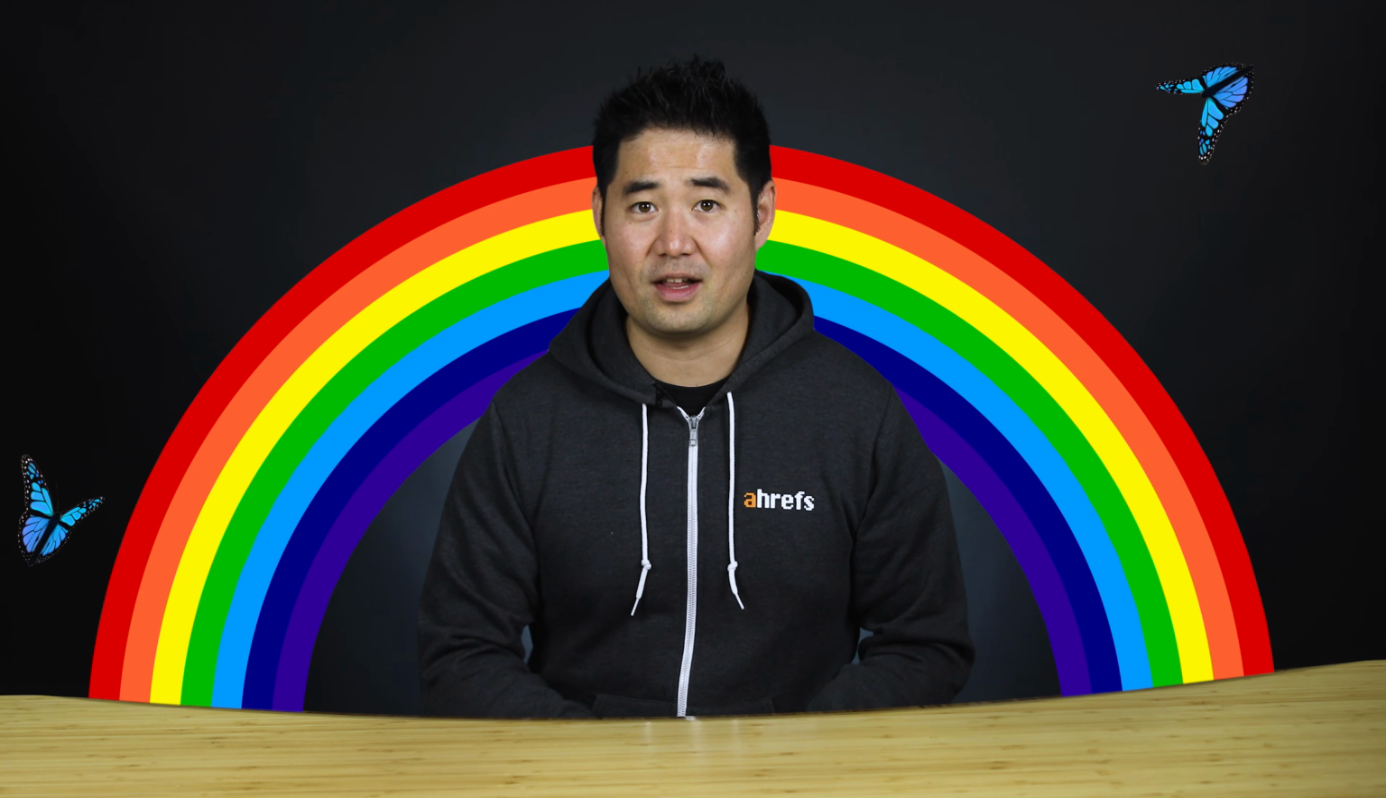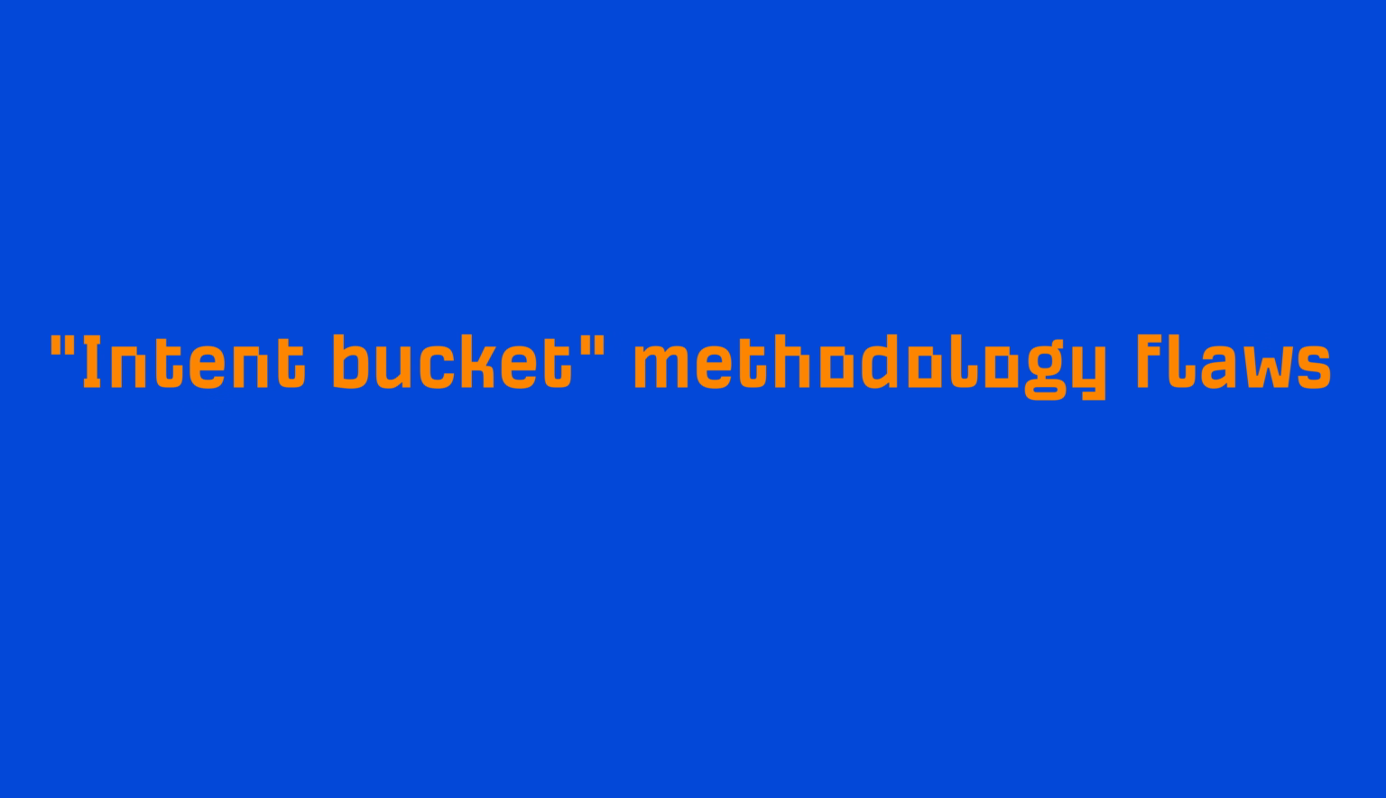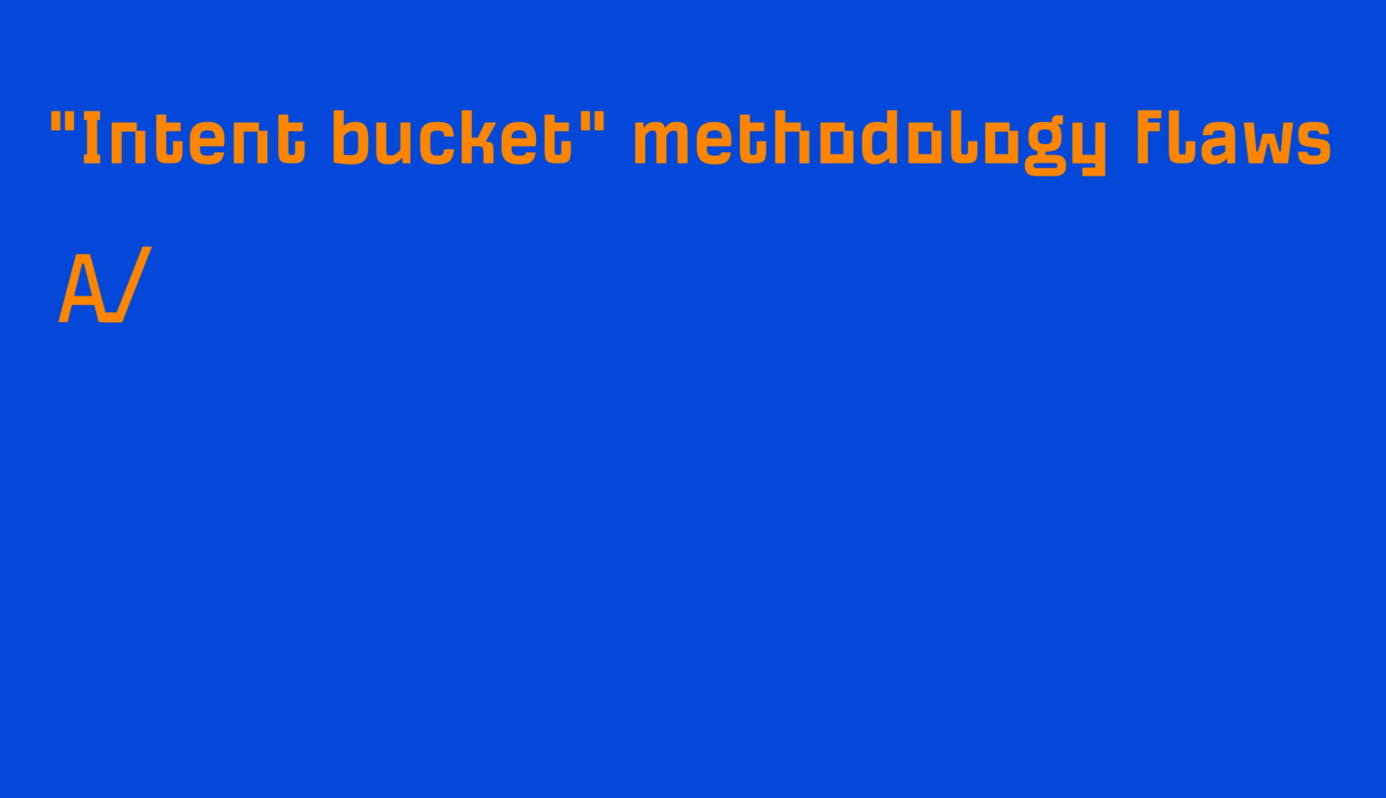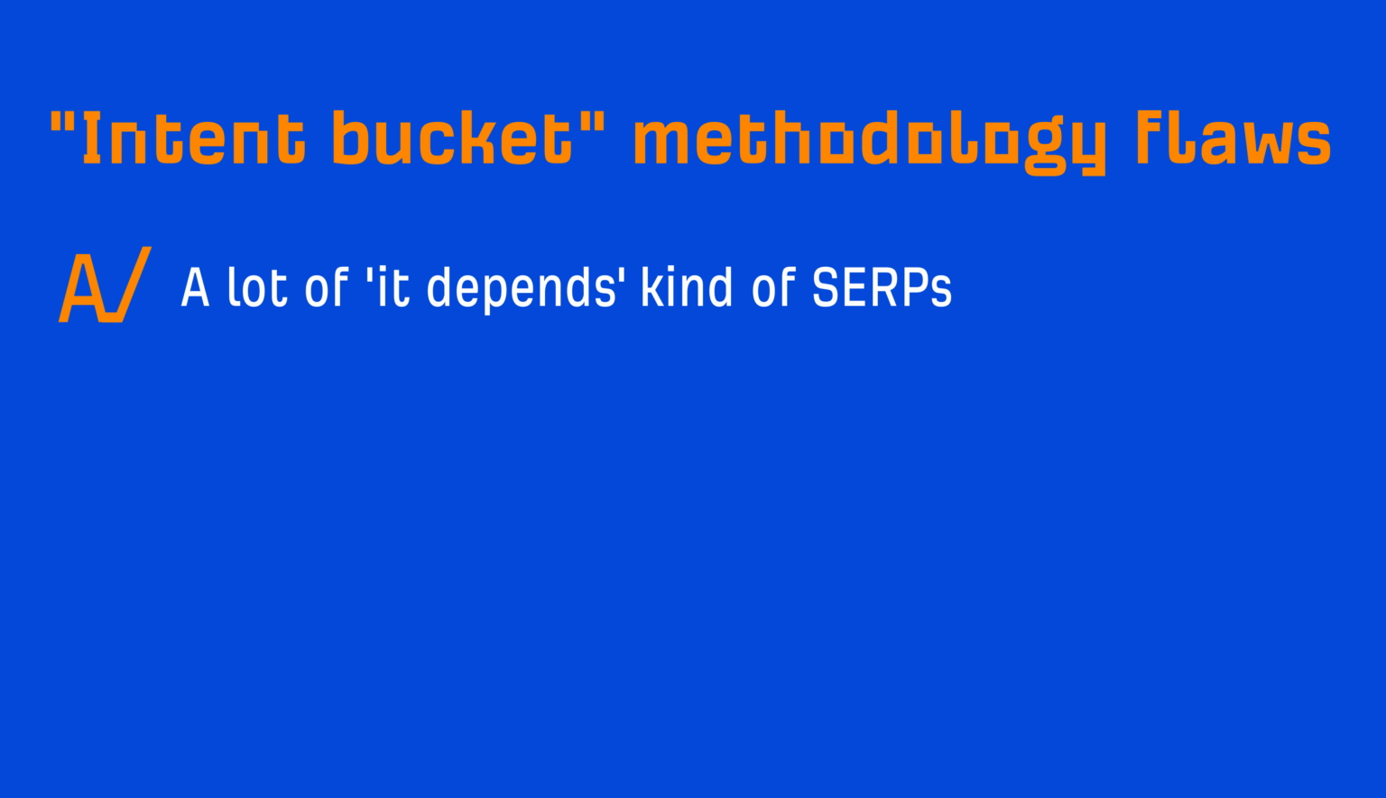Now, it'd be all rainbows and butterflies if we could accurately define strict criteria and categorize them into one or more intent buckets. Then we'd know exactly how to approach page creation. But the truth about these intent buckets is that the methodology is broken because A, there are like a million and one "it depends" kind of SERPs.